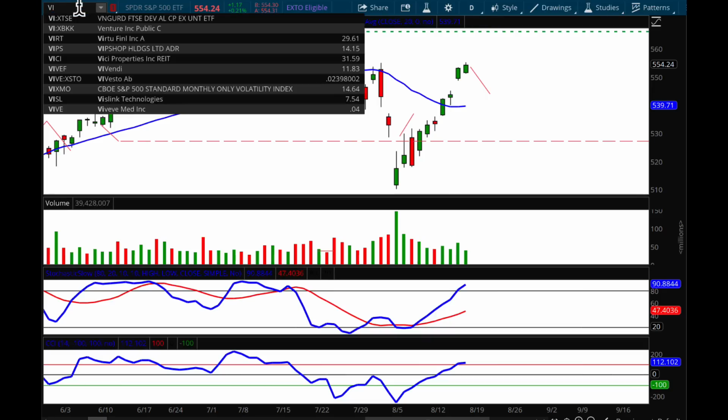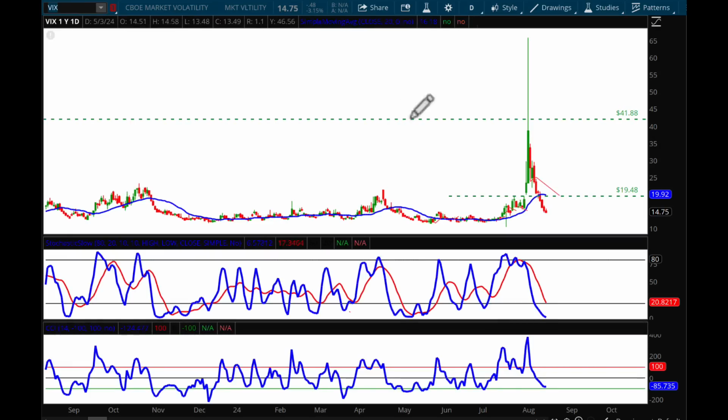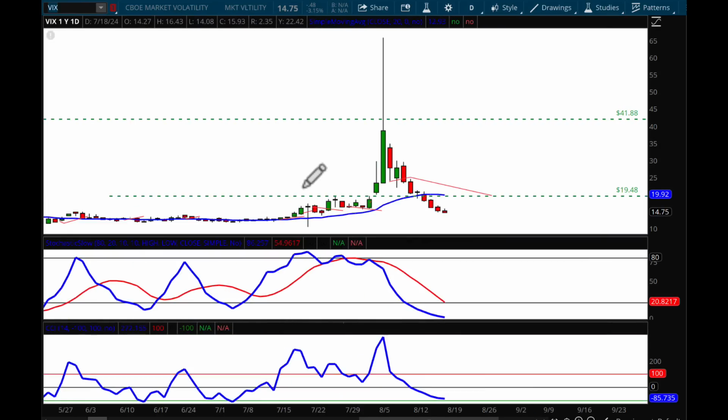One of the more interesting charts right here is the volatility index. Let me show you this. We have 7 red candles in a row. We hit the upside target, blew through that, hit my longer term upside target of 41.88, then came right back down to hit my downside target of 1968.